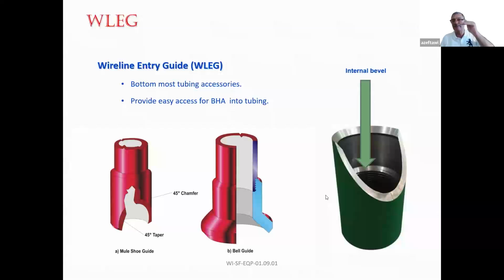So what prevents the flow is the plug. Now then, because this is a positive plug, a positive plug holds the pressure from both directions.